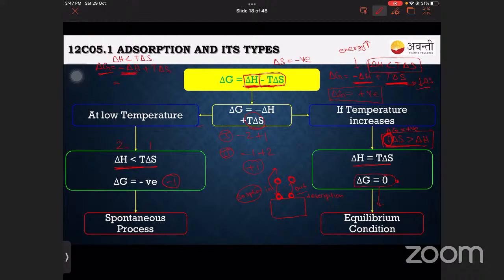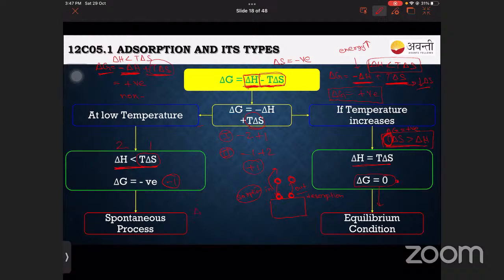Delta H is less. That means on a whole, delta G will be positive, which gives us a non-spontaneous reaction. Now, same value, substitute. At low temperature, what happens? T delta S value is less than delta H, right?